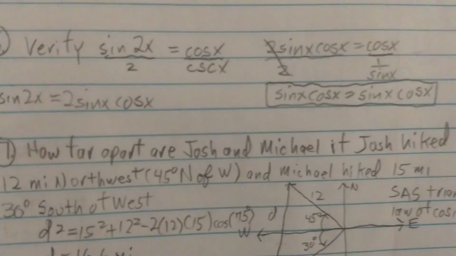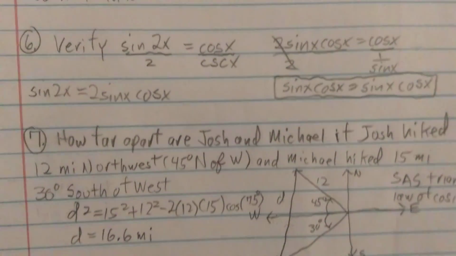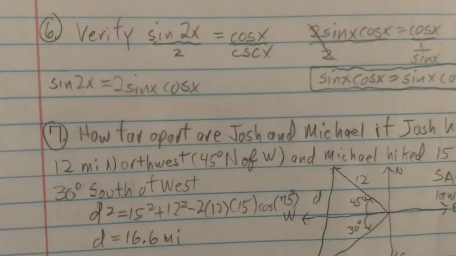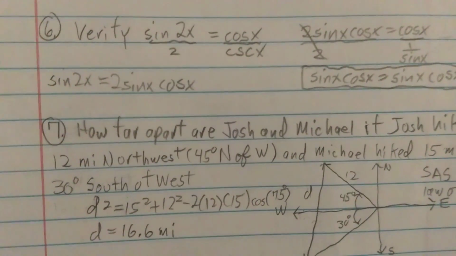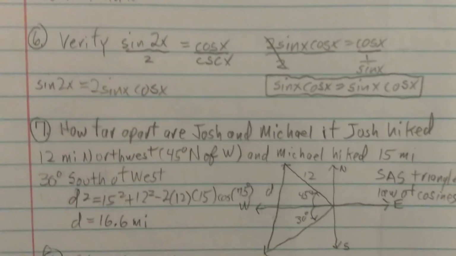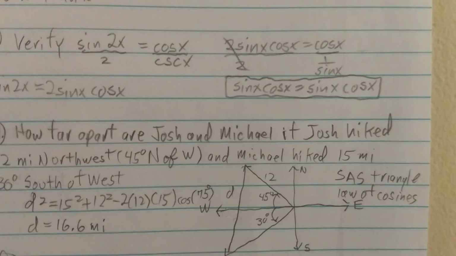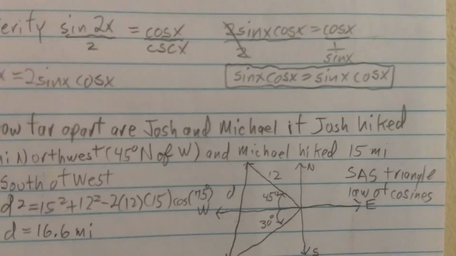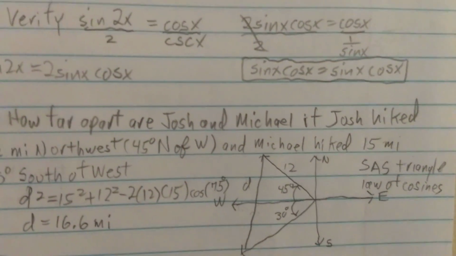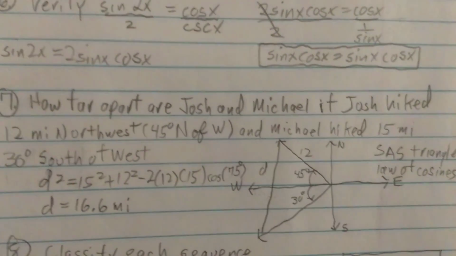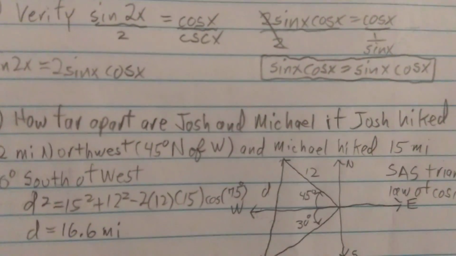Now for 6, we want to verify that sine 2x over 2 is cosine over cosecant. So sine 2x is given as 2 sine x cosine x. That's the formula for sine double x. And on the right side, we have cosine divided by the reciprocal of sine. So that's 1 over sine. So cosine divided by 1 over sine is cosine times sine, just like the left side is with the 2 canceled out, sine times cosine. So that's verified.